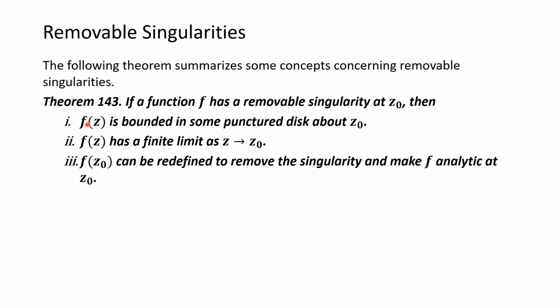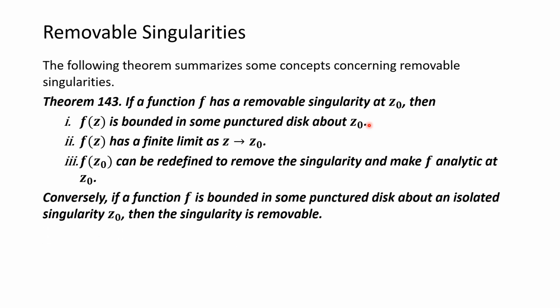The one thing we didn't see was this property here. f is bounded in some punctured disk about z sub 0. And then we have a converse, or sort of a converse here. If a function f is bounded in some punctured disk about an isolated singularity z sub 0, then the singularity is removable.